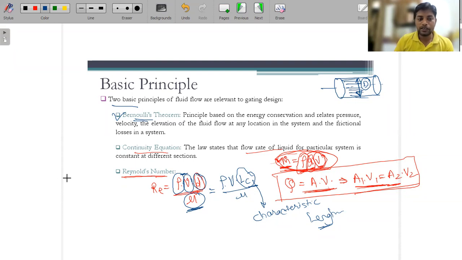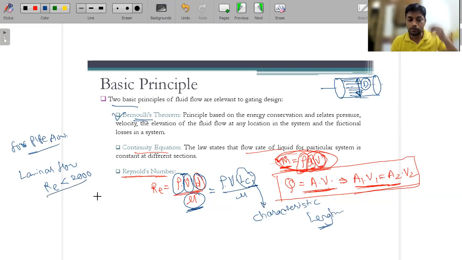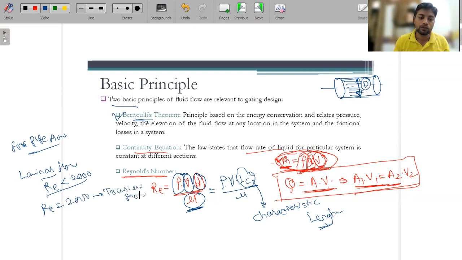So here in case of the laminar flow, for pipe flow, this Reynolds number is less than 2000. If it becomes equal to 2000, then we call it a transient flow. And if this Re is greater than 2000, then we call it a turbulent flow.